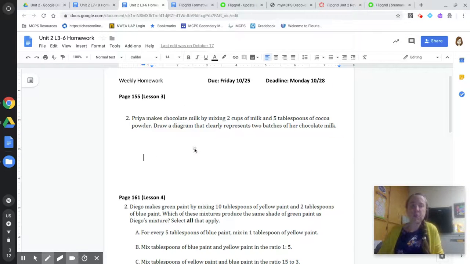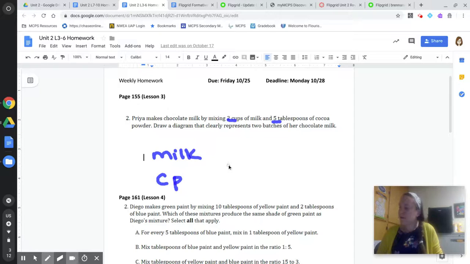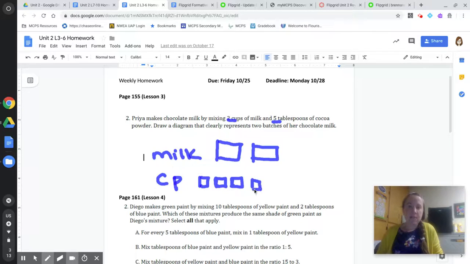All right, let's look at the homework that talked about lessons 3 through 6. So in this first problem, we know that the ratio of milk to cocoa powder is 2 to 5. And so if I want to draw a diagram that shows that, I need my labels. So I'll have milk. I'm just going to put CP for cocoa powder. And I know I need 2 cups of milk for every 5 tablespoons of cocoa powder. I'll try to make this smaller because they're teaspoons.